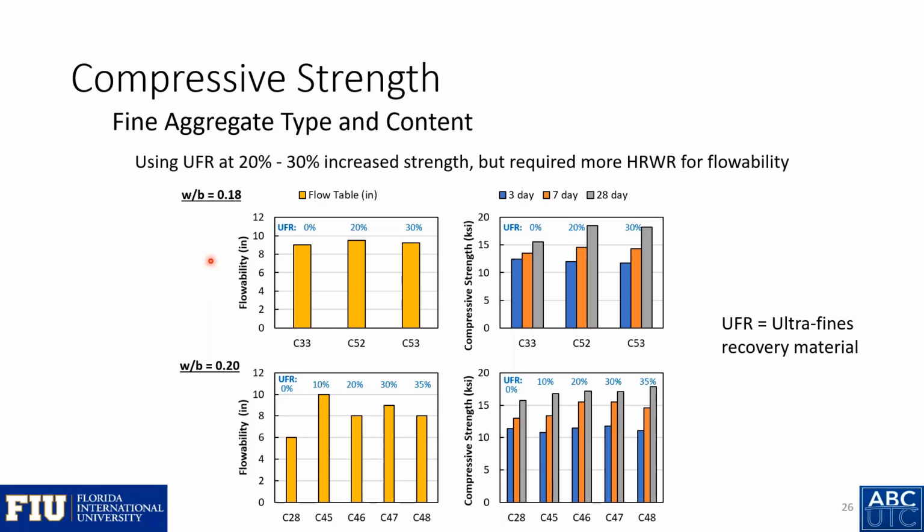In terms of the fine aggregate type and content, we used an ultra fine recovery material, and when we added this, it allowed us to improve our particle packing in the material and gave us higher strengths. So with a 20 to 30% replacement, we saw an increase in strength.